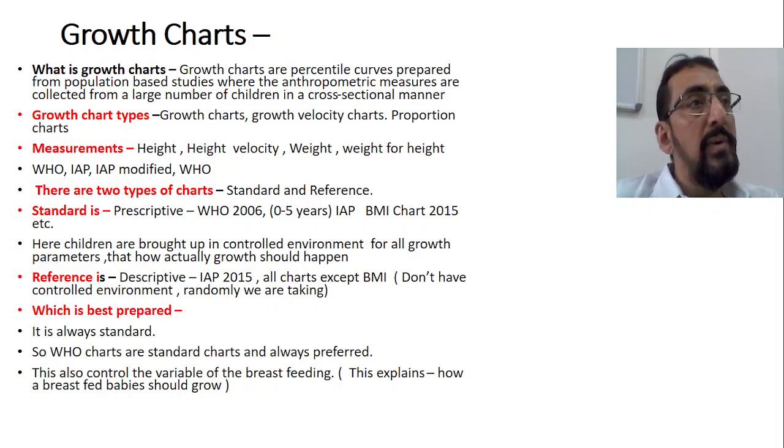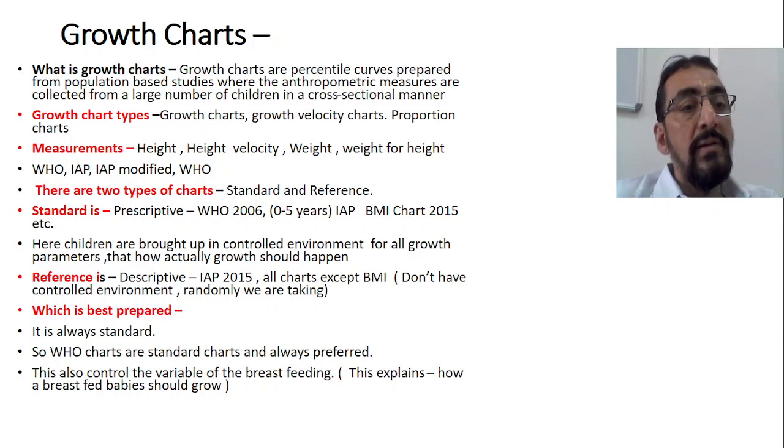So what do you mean by standard chart? Standard chart means prescriptive. Prescriptive charts are called standard charts. That means WHO in 2006 prepared the chart for 0 to 5 years, and IAP BMI charts in 2015. So these are all the standard charts, prescriptives. Here what do you mean by prescriptive? Here the children are brought up in a controlled environment. That means you are giving the same type of nutrition, same type of environment, like that.